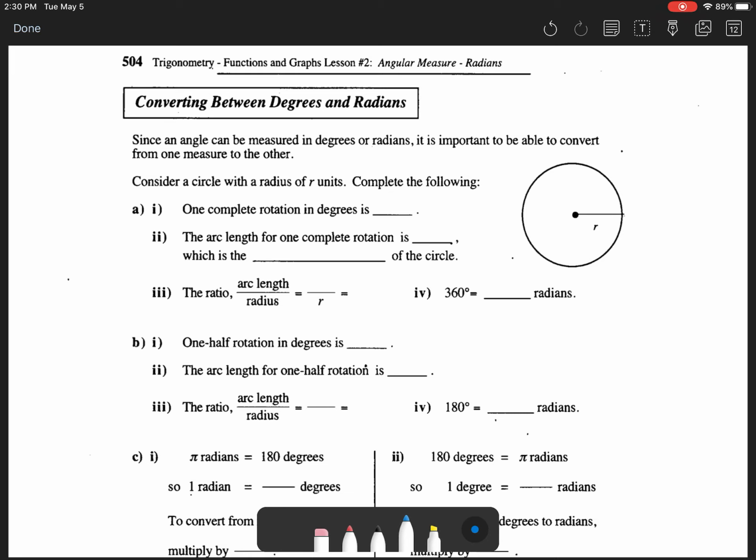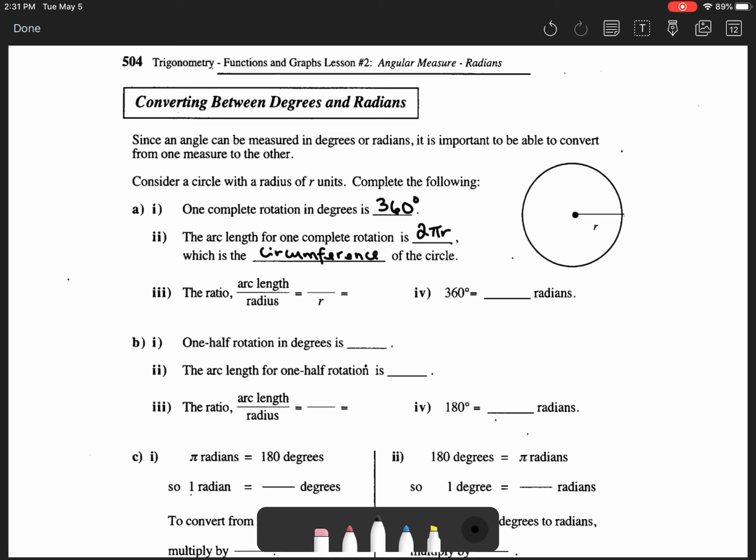So it says, consider a circle with a radius of r, which they've drawn to the right here, and it says complete the following. Well, one complete rotation of a circle is 360 degrees. That is not a secret, we know that. So I go all the way around a circle, that's 360 degrees. The arc length for one complete rotation is what? Well, the arc length is actually going to be 2 pi r. Now, where does that come from? Well, that's just the circumference of the circle. So they're talking about going the whole way around the outside of the circle. That's the circumference, which is given by a formula of 2 pi r.